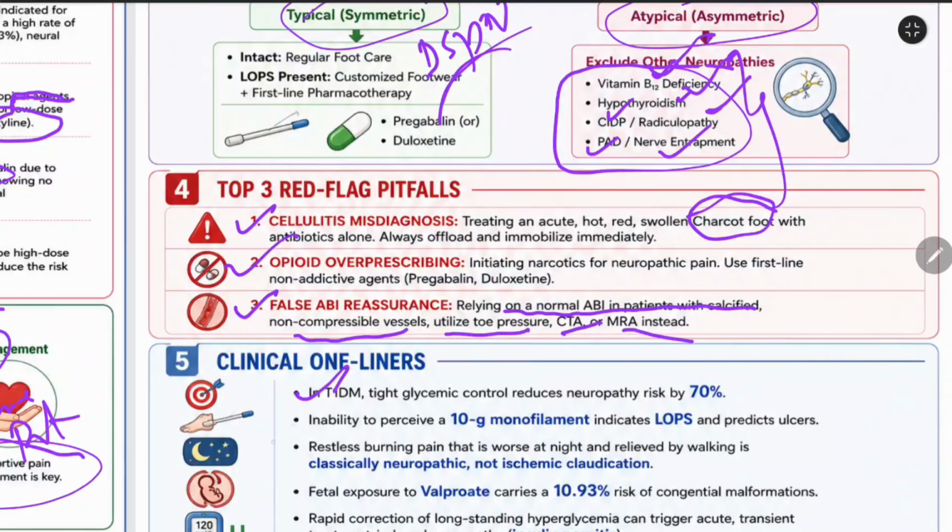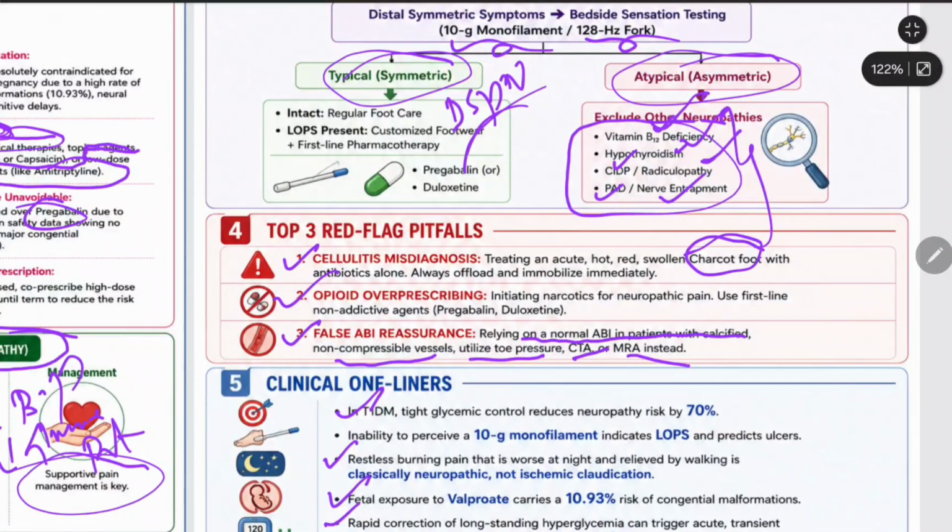One-liners. In type 1 diabetes mellitus, tight glycemic control reduces neuropathy risk by 70%. Inability to perceive the 10 gram monofilament indicates LOPS and predicts ulcers. Restless burning pain that is worse at night and relieved by walking is classically neuropathic, not ischemic claudication. Fetal exposure to valproate carries a 10% risk of congenital malformations. Rapid correction of long-standing hyperglycemia can trigger acute treatment-induced neuropathy.